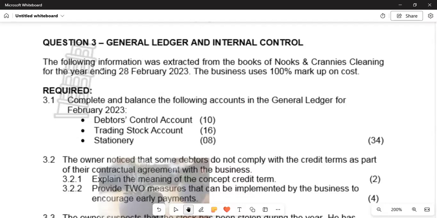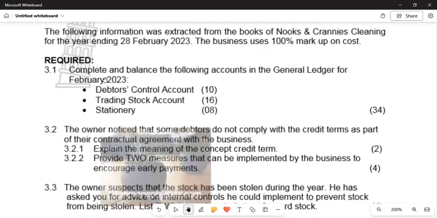The following information was extracted from the books of Nooks and Crannies Cleaning for the year ended 28 February 2023, and the business uses 100% markup on cost. We are required here, 3.1, to complete and balance the following accounts in the general ledger, February 2023. We are first going to start with the debtors control account. This is what we are asked to do.